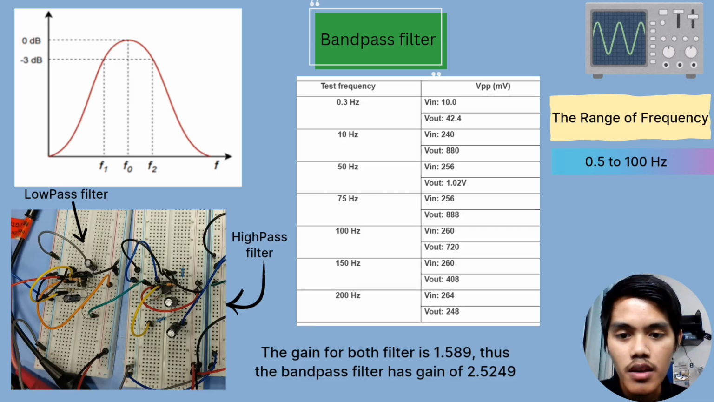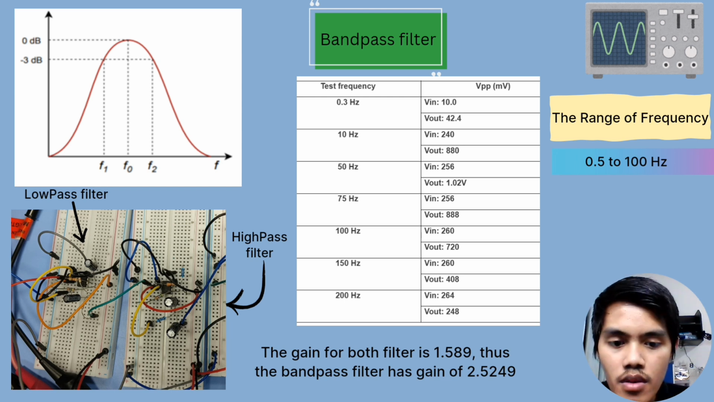I will explain about the bandpass filter. We set the frequency from 0.5 to 100 Hz. The output voltage will be amplified about 2.5 times from the input because of the gain value. As you can see in the table, the input that has a frequency of 50 Hz has the highest output voltage. This is because it is about the middle of the range that is allowed to pass the filter. The frequencies that are outside of the range have lower output voltage.